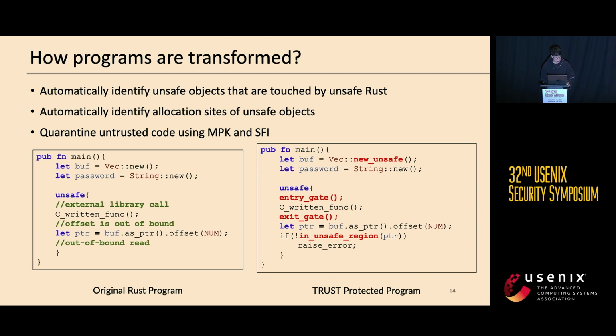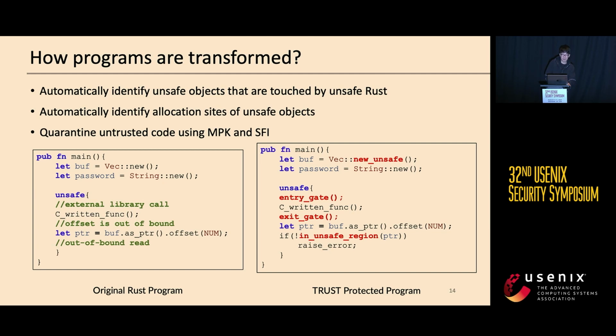So, as a result, how are programs transformed by T-Rust? Let me explain by example. Here's an original Rust program. As I said, T-Rust first automatically identifies unsafe objects that are touched by unsafe Rust. In the example code, PTR is being used in unsafe code, so T-Rust classifies it as an unsafe object. And then T-Rust automatically identifies allocation sites of unsafe objects. Following the flow of unsafe object PTR leads to buff, so the first allocation site becomes unsafe.